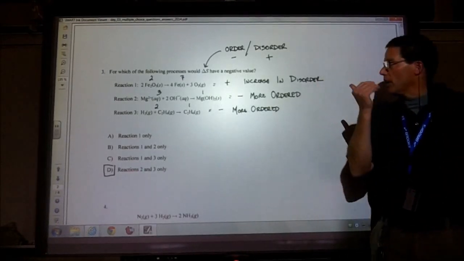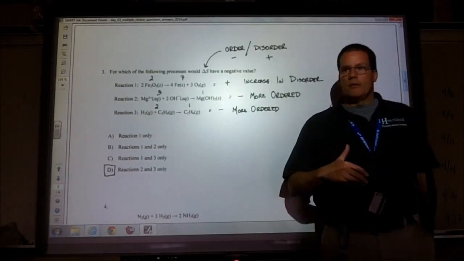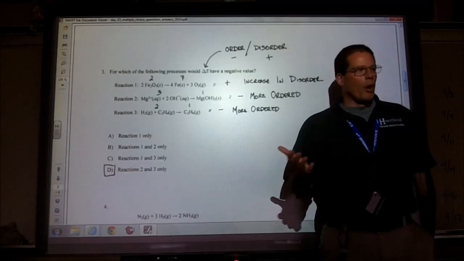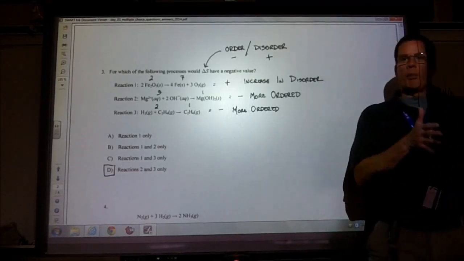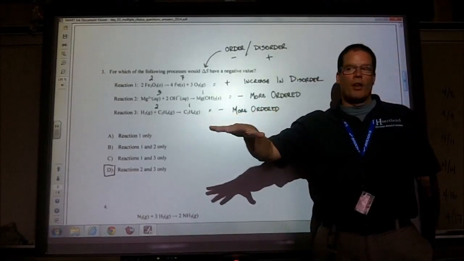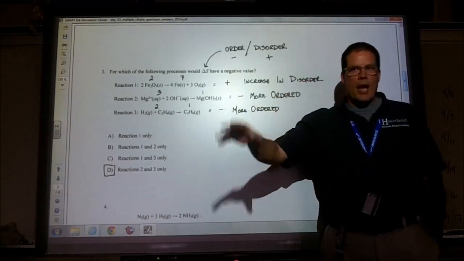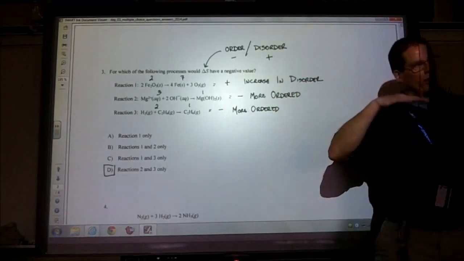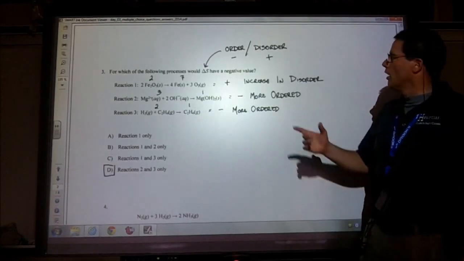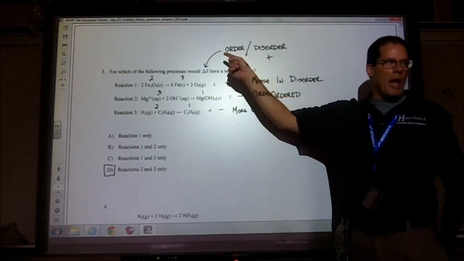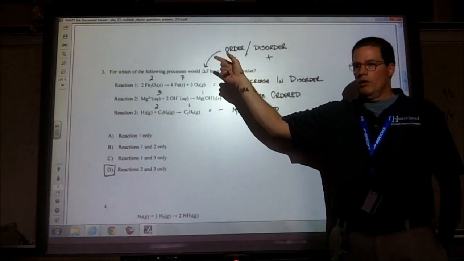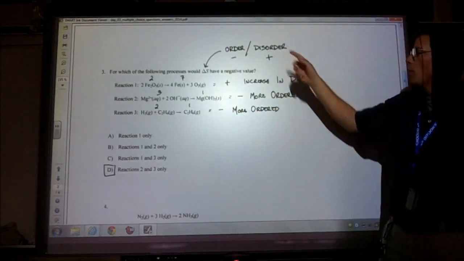What does delta S represent again? Entropy. Yeah, entropy. It deals with order, chaos, disorder. Actually, we want to focus on the disorder and the chaos. So if it becomes more ordered, that's a bad thing. We don't want to be more organized. The universe doesn't want to be more organized. It wants you to get more disordered.